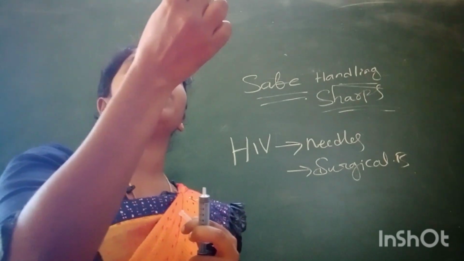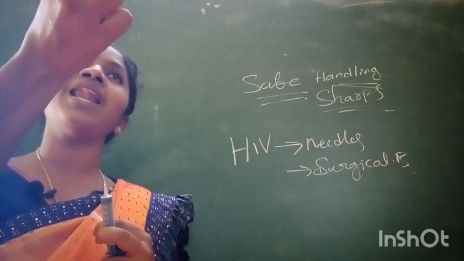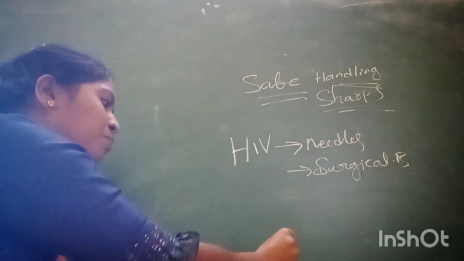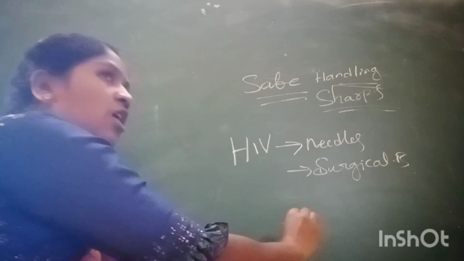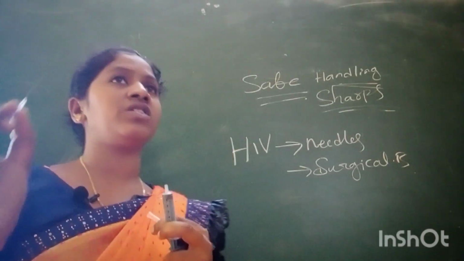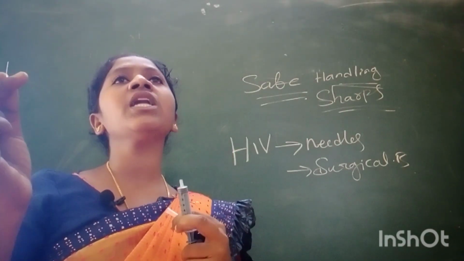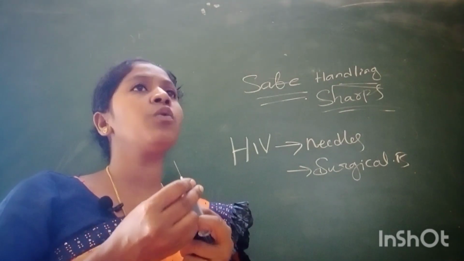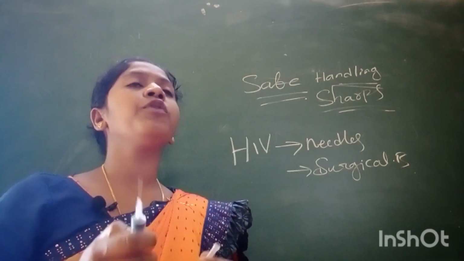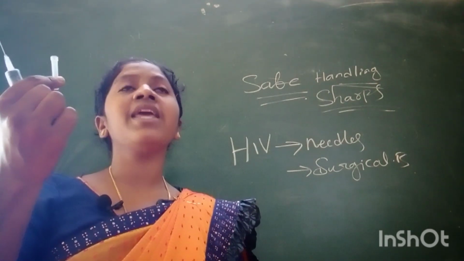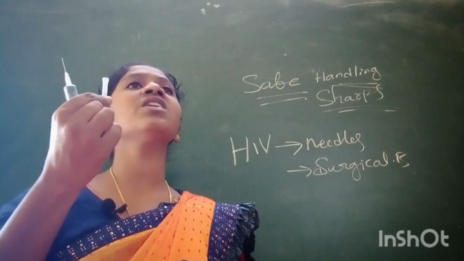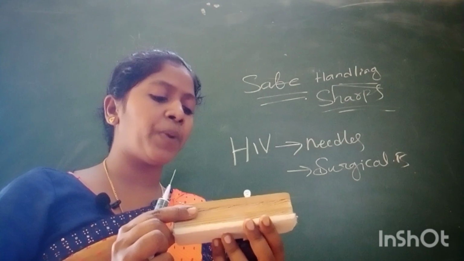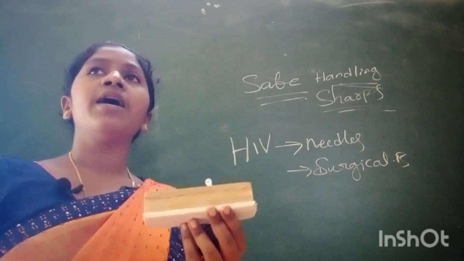Otherwise, we can burn the needles by using the needle burner. Second thing. And the third thing is we can just bend it, bend it by using force and throw it. But this bending technique is nowadays not followed. Otherwise, if you really want to recap it, you have to use the scooping technique. We have to use the scooping technique to recap the needle.